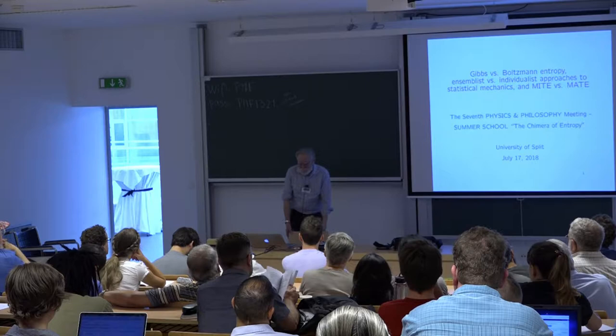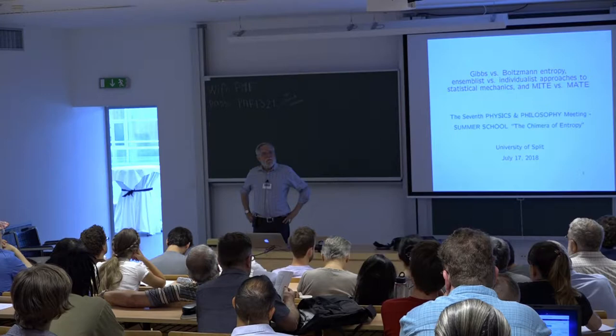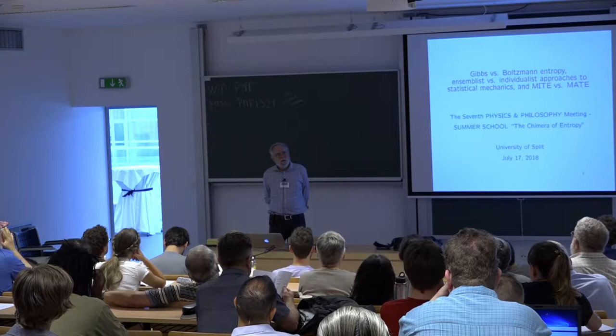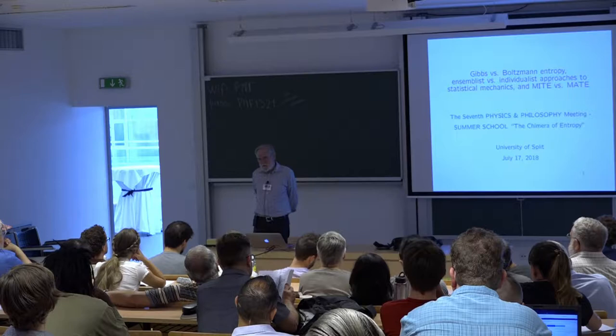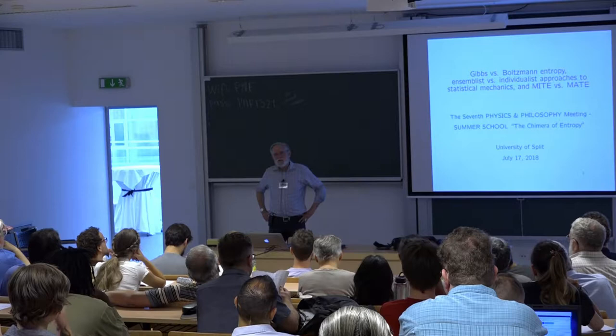So I'm going to contrast, my emphasis will be on Boltzmann entropy, but I'll contrast Boltzmann entropy with Gibbs entropy. But what I first want to do is talk about the two different frameworks, two different approaches to statistical mechanics, one associated with the Gibbs entropy, namely the Gibbs approach, which is the ensemblist approach to statistical mechanics. And I want to also talk about what I consider conceptually the correct approach, namely the individualist approach to statistical mechanics associated with Boltzmann and Boltzmann entropy.